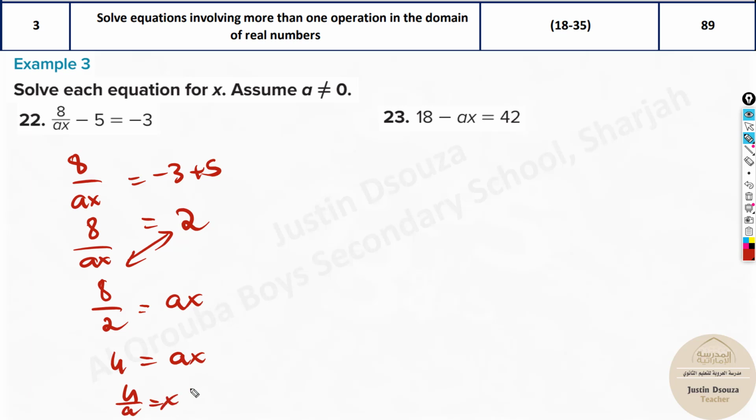Now this again, you can see the ax value acted like a single term, right? Till the end, everywhere. 4 is the answer. Lastly, you just divide by a.